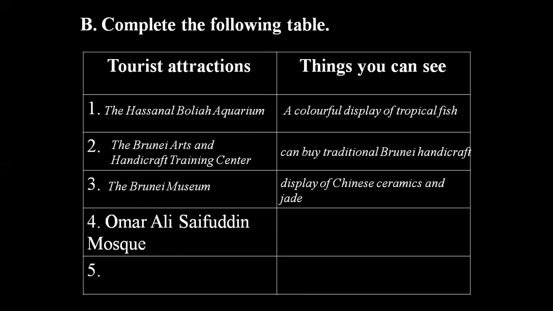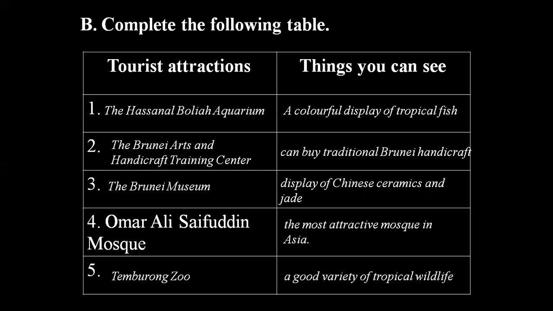The Brunei Museum has Chinese ceramic and jade displays. The Omar Ali Saifuddien mosque is the most attractive mosque in Asia. Tamburong has a good variety of tropical wildlife.